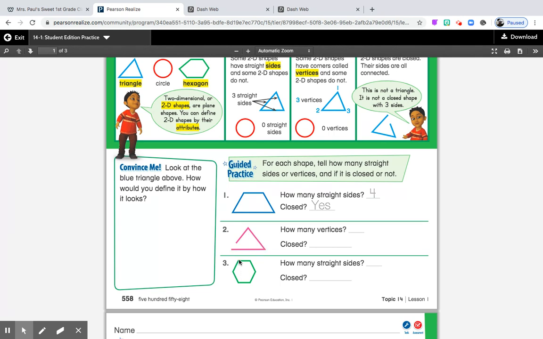Look at number 3. How many straight sides? Let's count. 1, 2, 3, 4, 5, 6. Do you know what this shape is called? 6-sided? What do you think? This is called a hexagon. Is it open or closed? Is it closed? If you said yes, good job. All the sides come together.